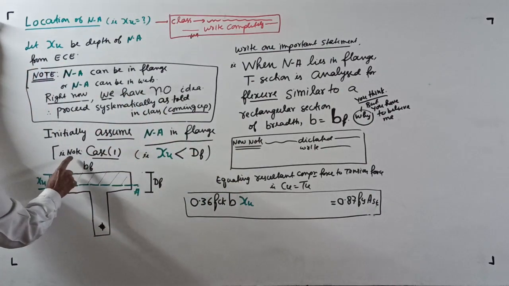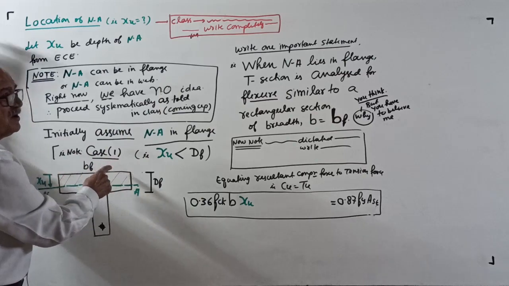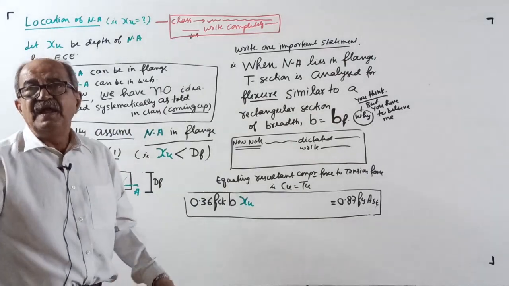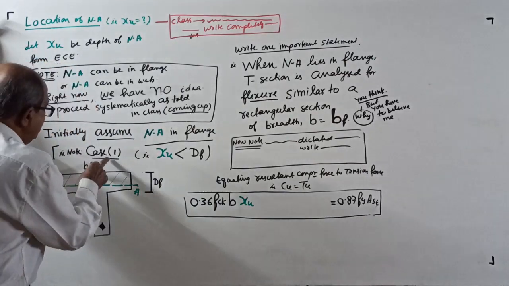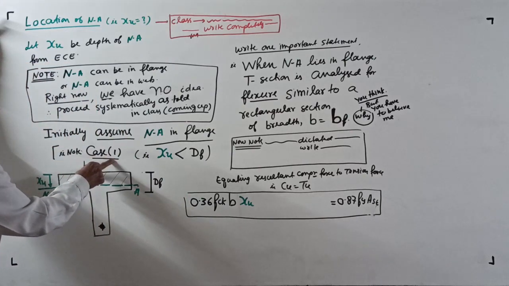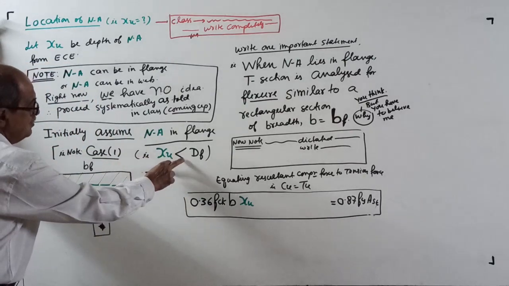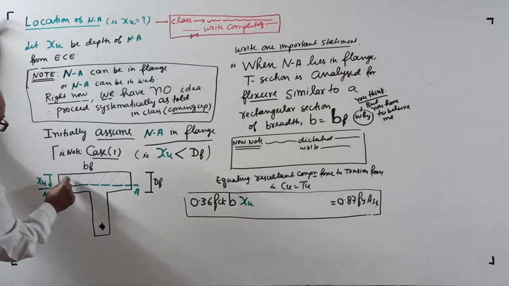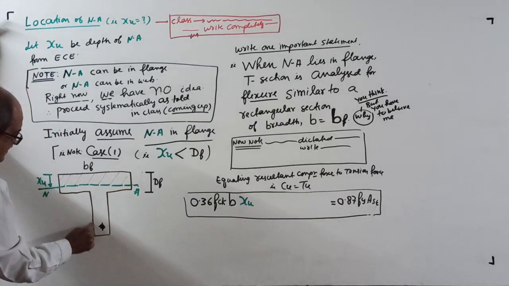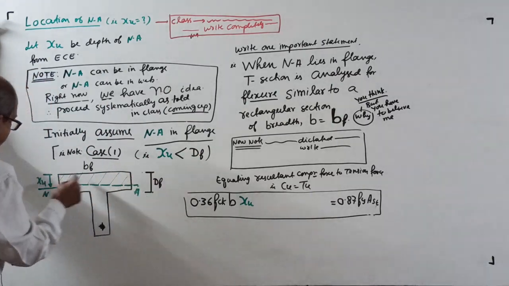Therefore, you write there, assume neutral axis in the flange. Systematically follow the steps. In the examination, don't write case 1, case 2 like that. That is to understand. For your note, it is case 1. That is, you are assuming XU less than DF. One small sketch here, see, this way. This is the DF, this is XU.